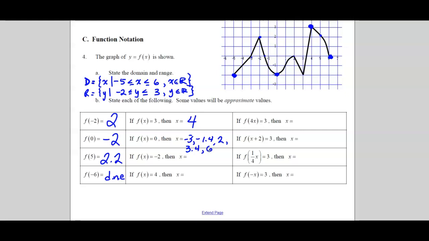When x is negative 2, looks like 3 places, so that's negative, sorry, when y is negative 2, what's x? Negative 5, 0, 3. And when f is 4, well, there are no points, so x does not exist.